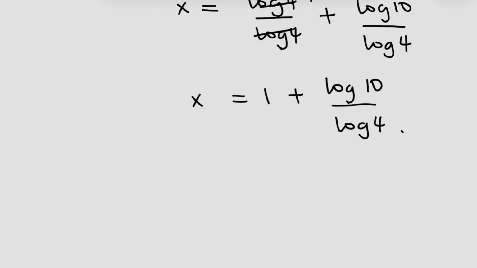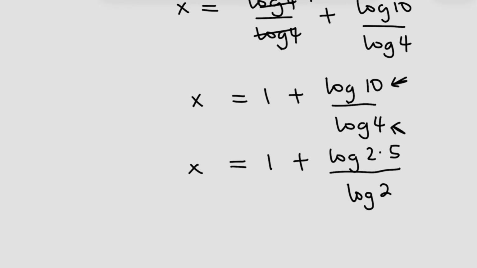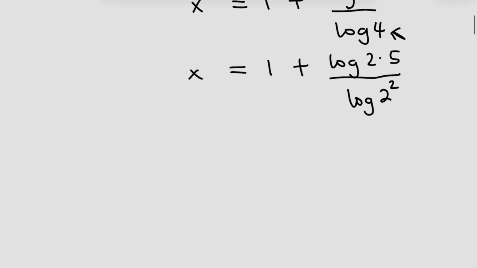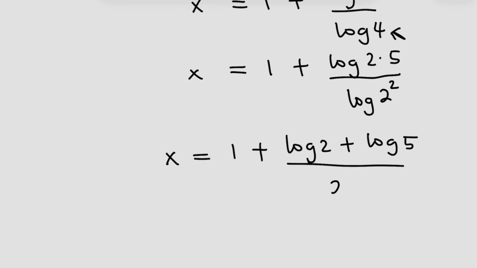Now, looking at log 4 and this 10, we can still break them into smaller components. 10 can be written as 2 times 5, and log 4 can be written as 2 times 2, which is the same thing as saying 2 squared. This gives us x is equal to 1 plus log 2 plus log 5 divided by, this can be written as 2 log 2.